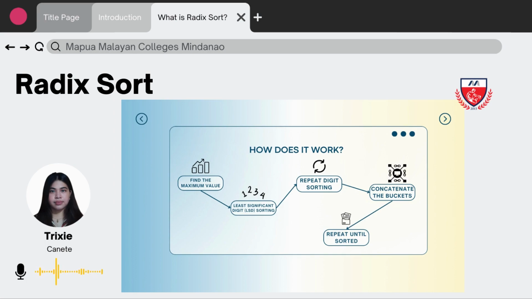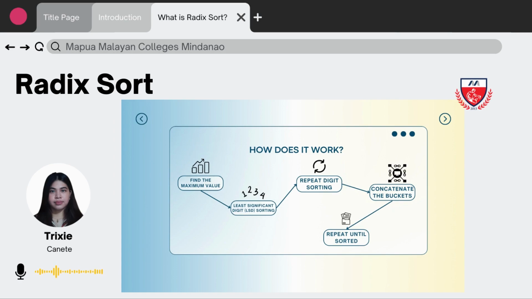Second is least significant digit sorting. Begin with the rightmost or least significant digit. Sort the data based on this digit using a stable sorting algorithm like counting sort. Then repeat digit sorting. Continue sorting by each digit position, moving from right to left. Each iteration ensures that the data is grouped and ordered correctly.